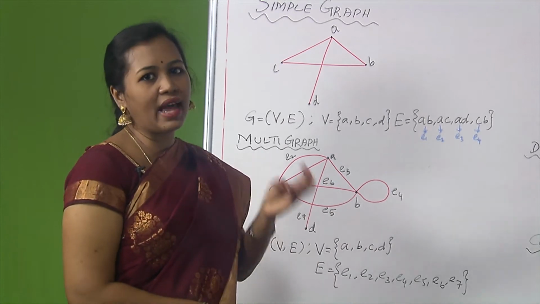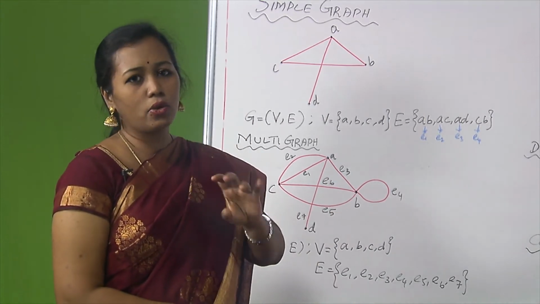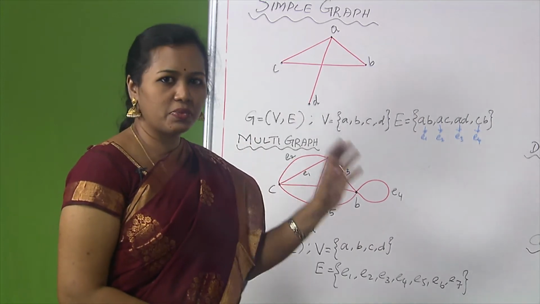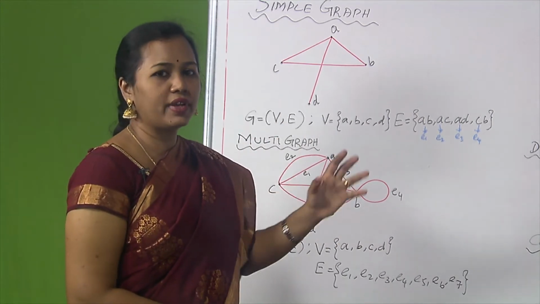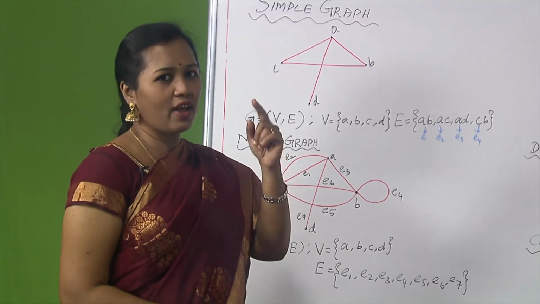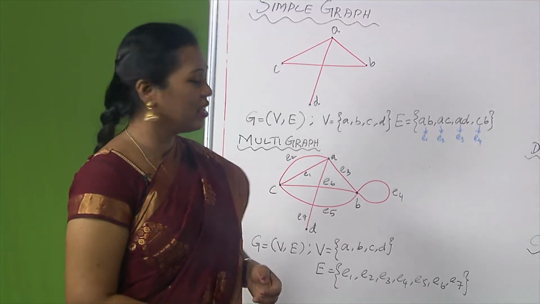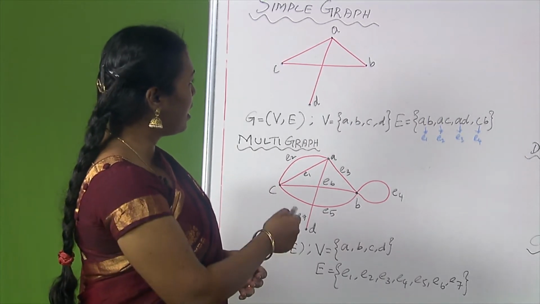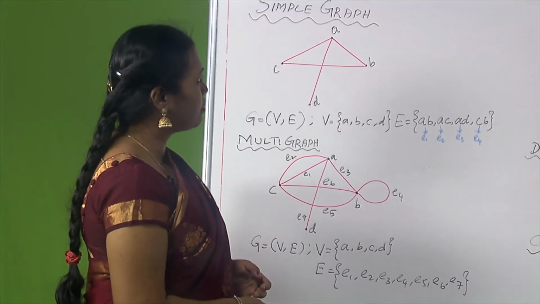A multi-graph will contain parallel edges as well as loops, or even just one. Even if it has just a loop, it is said to be a multi-graph, or even if it has only parallel edges, it is also said to be a multi-graph. They can have either one or both characteristics. So, this is a multi-graph and this is a simple graph. You can clearly make the distinction between these two types of graphs.